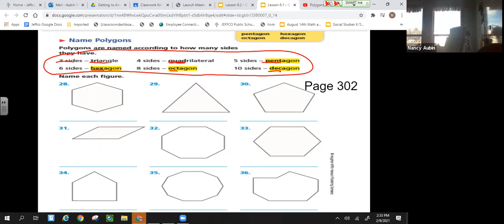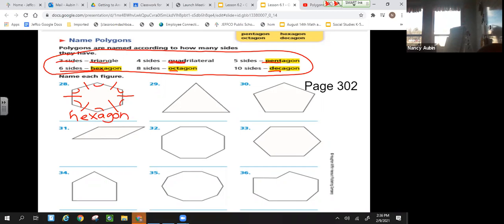Now, look at this figure. Let's do this one together. I'm going to first count the line segments. 1, 2, 3, 4, 5, 6. I see it has 6 sides. It also has 1, 2, 3, 4, 5, 6 angles. It is a hexagon, so we're going to write hexagon.